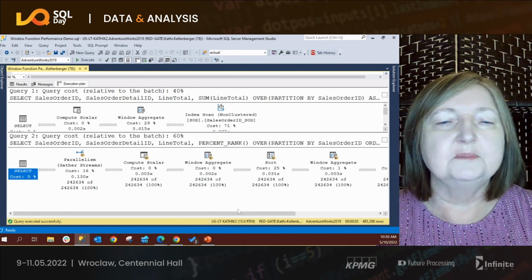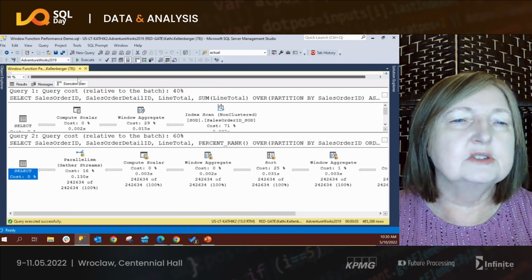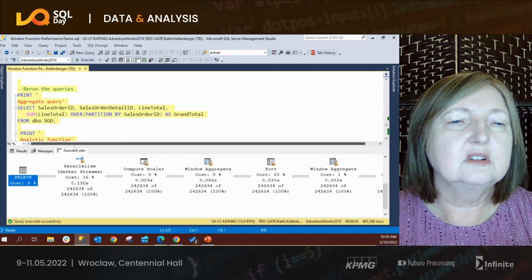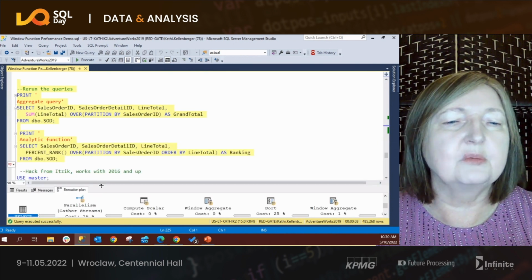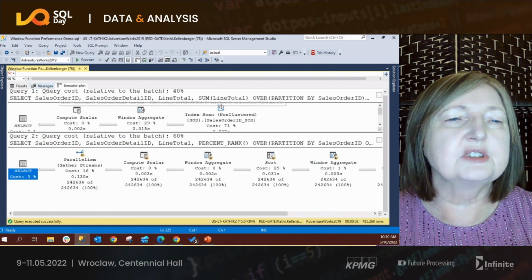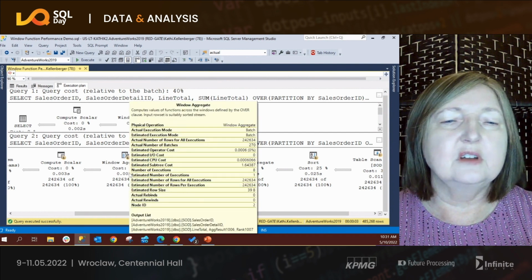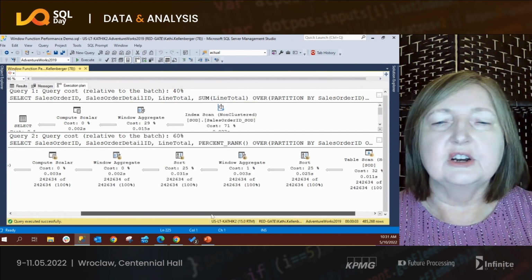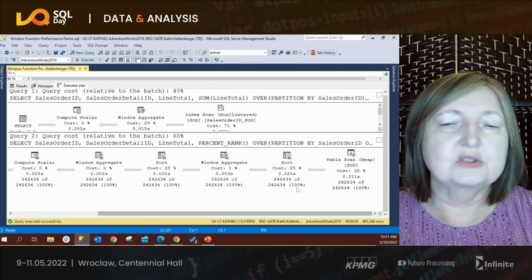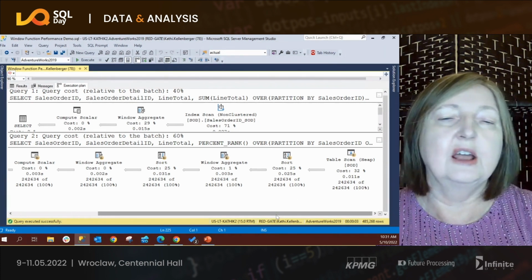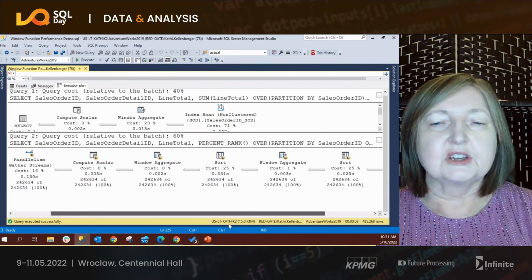If I look at the percent rank query, I see that window aggregate operator. You see it a couple places, and I still see a sort. So if I needed to, I could add an index to help with the sort. But it's kind of interesting.